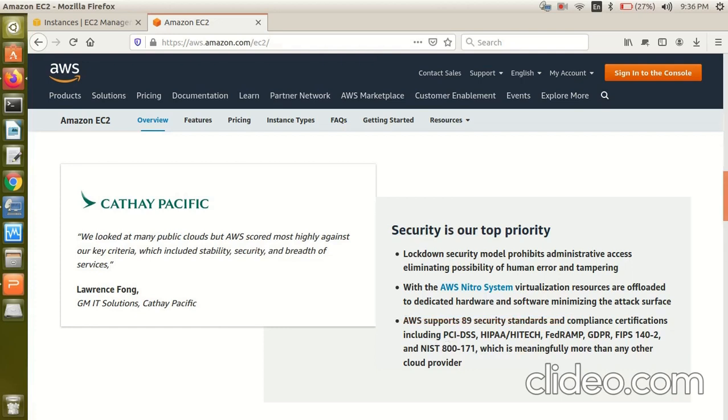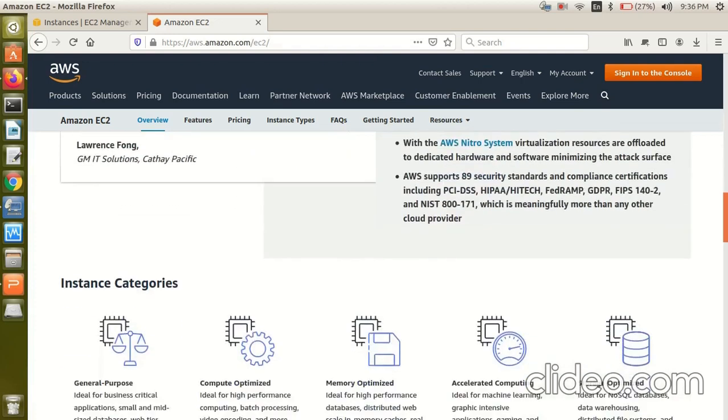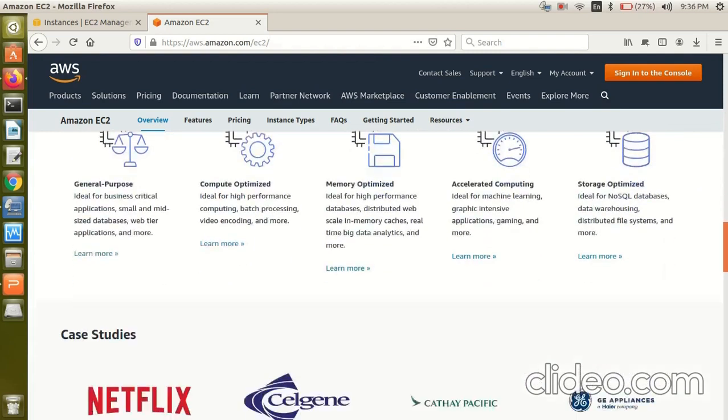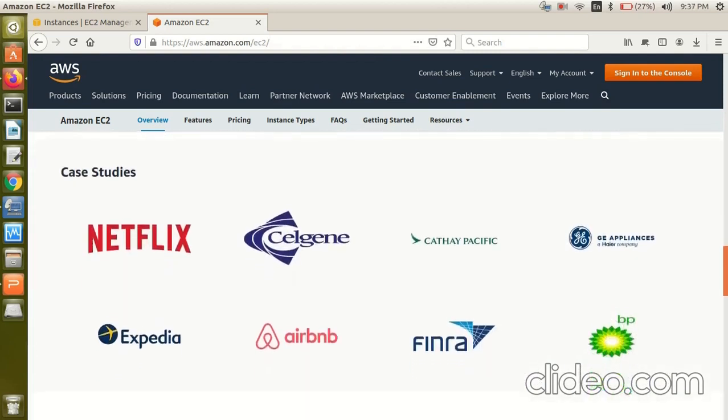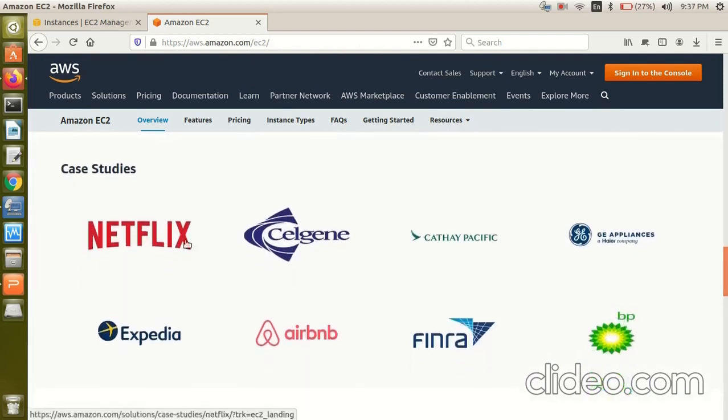Furthermore, other big names that are using and benefiting from the EC2 service are Netflix, Expedia, Bharat Petroleum, GE Appliances, and so on.